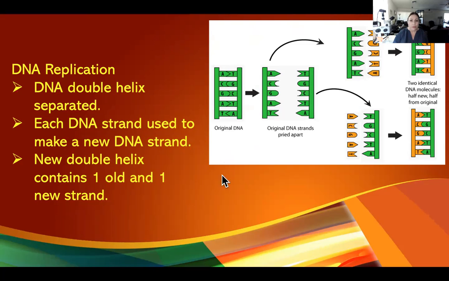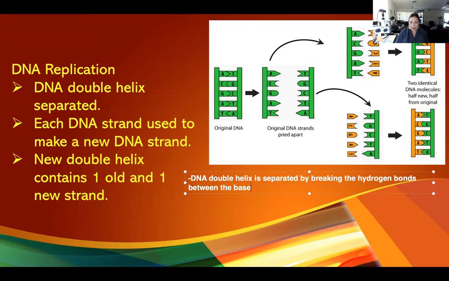I'm actually going to write that for you here because it is important that you remember that. So the DNA double helix is separated by breaking the hydrogen bonds between the bases, okay? Between like the adenine and thymine, cytosine and guanine.